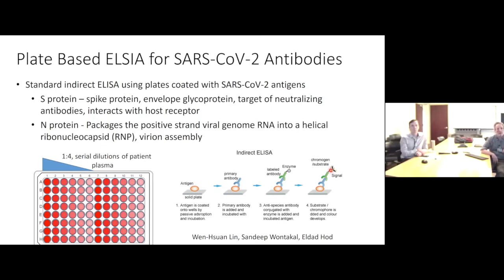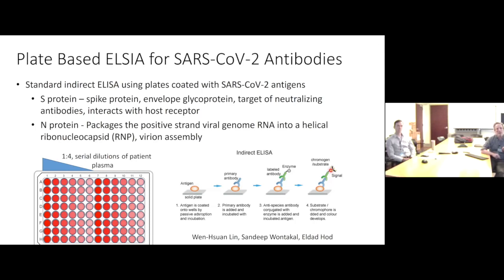This, as you know, is the spike protein that mediates interaction with the host receptors required for viral entry and is the main target of neutralizing antibodies. We also have plates coated with N protein, which is the protein involved in packaging the viral genome into the ribonucleocapsid, and this is a protein that's basically involved in viral assembly and replication.